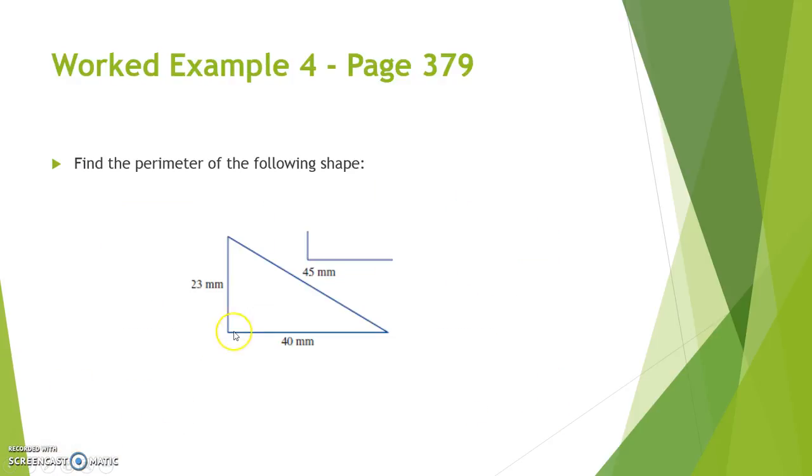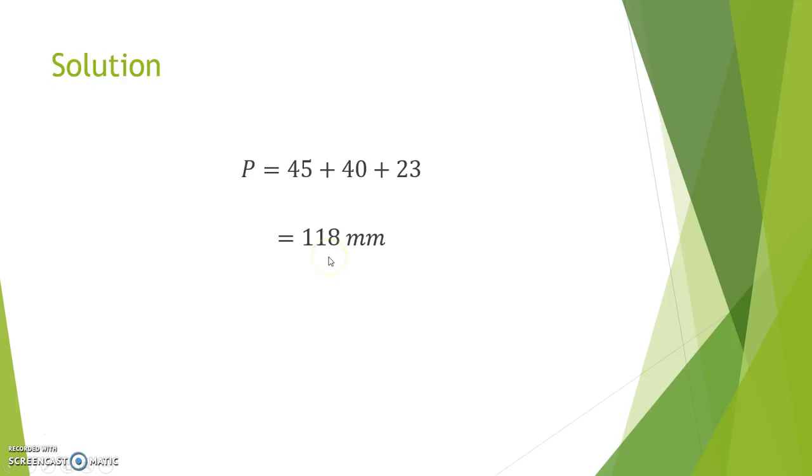So here's a worked example. This is just a triangle. Do a quick check. Are our units all the same? Yes, they are. They're all in millimetres. So for a triangle, we're just adding up those 3 sides. If it was an equilateral triangle, we could have multiplied by 3. 23 plus 45 plus 40 is 118 millimetres. Don't forget your units and make sure they're the right unit for perimeter, area, or volume.